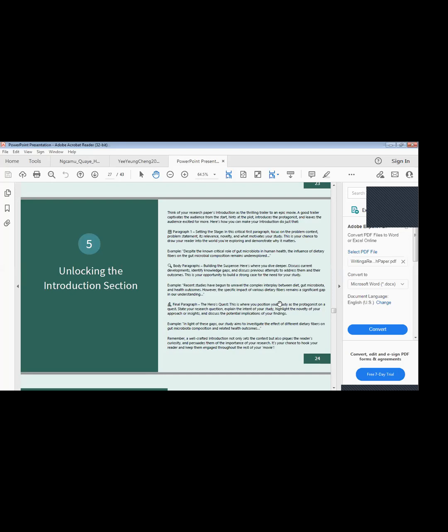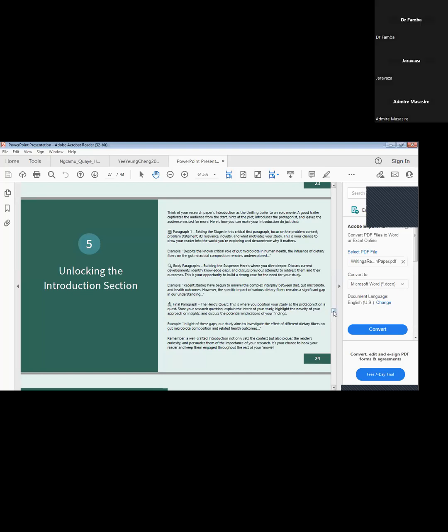So it's important to note that a well-crafted introduction not only sets the context, but also gives readers curiosity and persuades them of the importance of your study and of your paper, which we are comparing here to a movie. You are trying to indicate what your readers are going to benefit from reading the paper, from going through your manuscript. So basically, this is very important when it comes to the introduction.